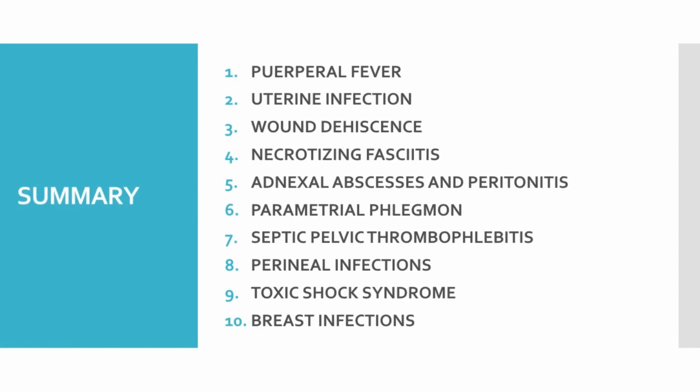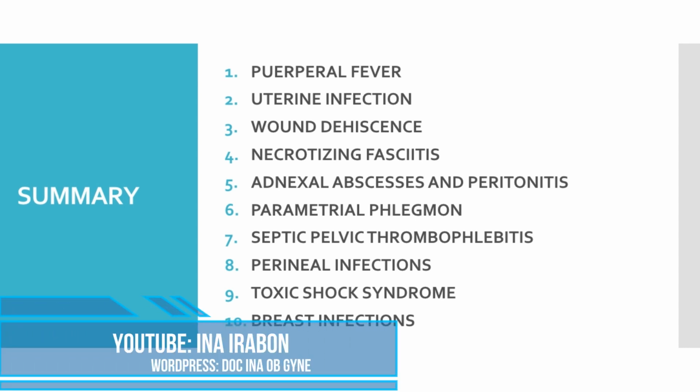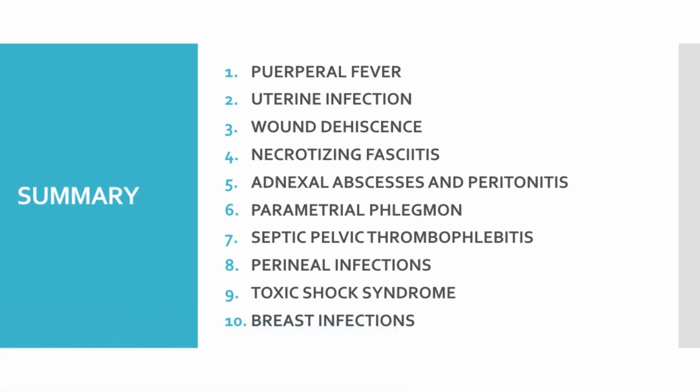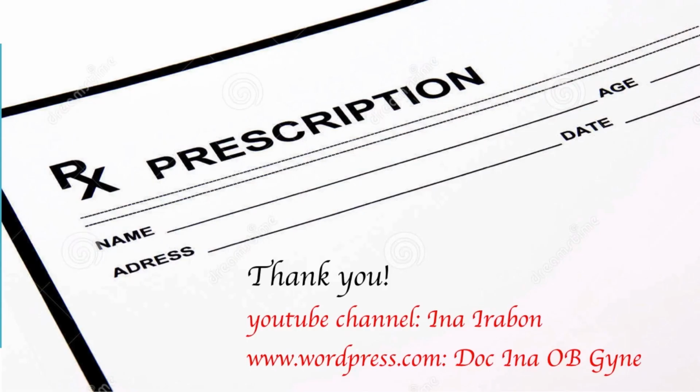So again, in summary, we have discussed puerperal fever and the different puerperal infections such as metritis, wound dehiscence, necrotizing fasciitis, adnexal abscesses and peritonitis, parametrial phlegmon, septic pelvic thrombophlebitis, perineal infections, toxic shock syndrome, and finally breast infections. So that's it for my lecture.